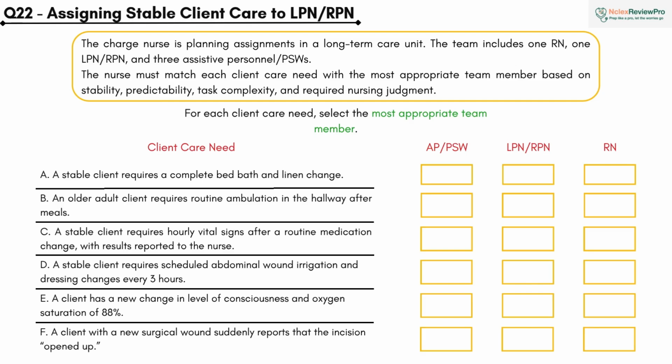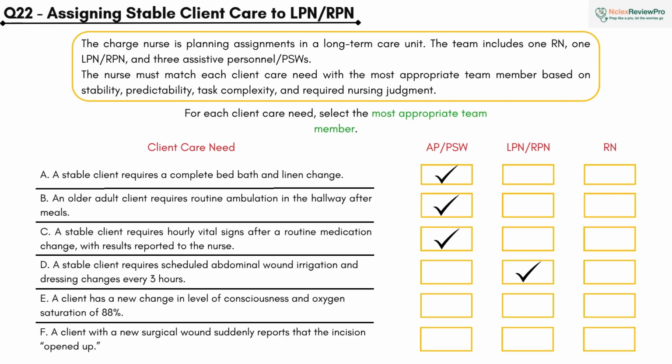The care needs appropriate for the AP or PSW are: Option A, a stable client requires a complete bed bath and linen change. Option B, an older adult client requires routine ambulation in the hallway after meals. And Option C, a stable client requires hourly vital signs after a routine medication change, with results reported to the nurse. The care need appropriate for the LPN or RPN is Option D. A stable client requires scheduled abdominal wound irrigation and dressing changes every 3 hours.